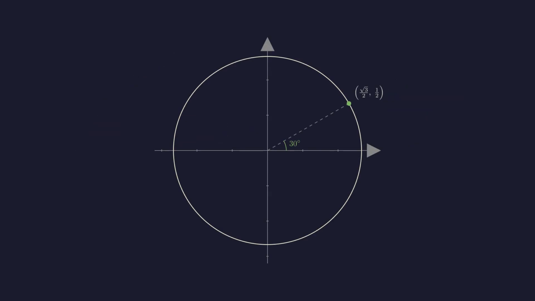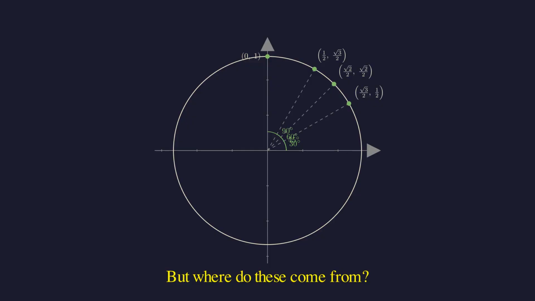Watch the dot move to key angles. At 30 degrees, 1/2, root 3 over 2. At 45, root 2 over 2, root 2 over 2. At 60, root 3 over 2, 1/2. At 90, 0, 1. But where do these values come from?